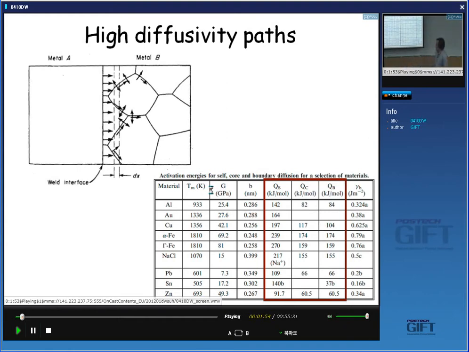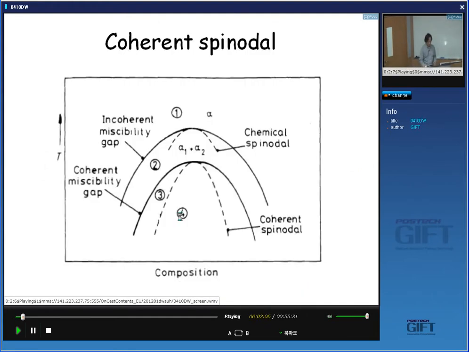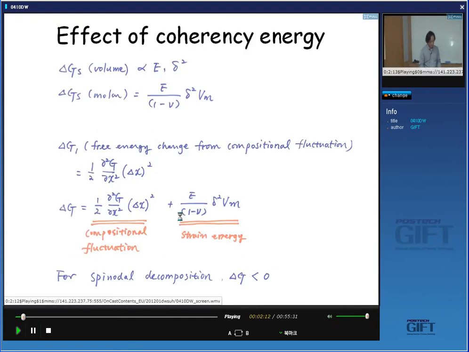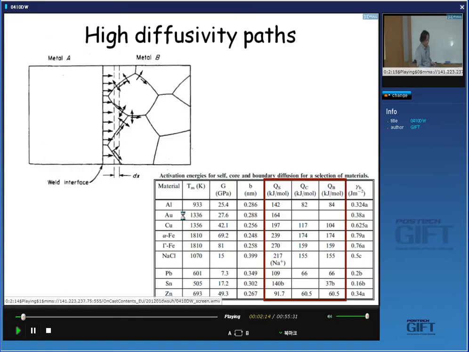Okay, let's start class. In the previous class, we covered some basics of diffusion in terms of thermodynamics, and we learned how spinodal decomposition happens. And I will finalize the diffusion class with the introduction of some high diffusivity paths.